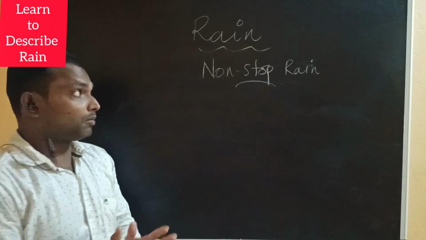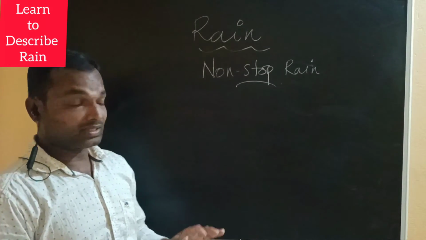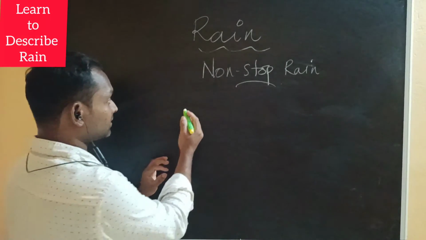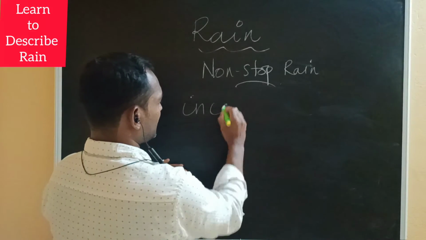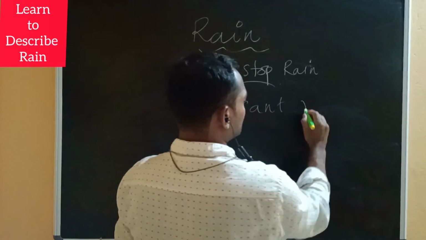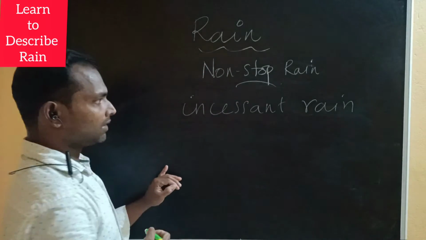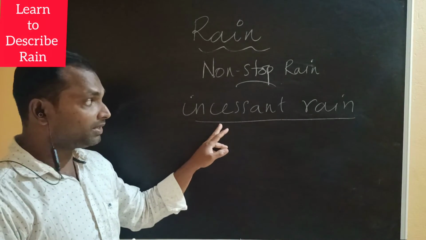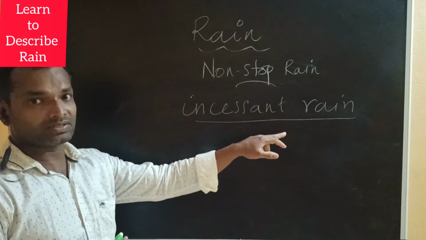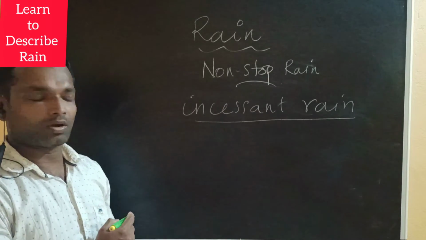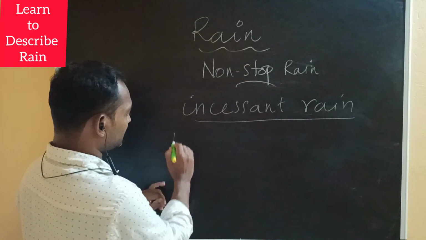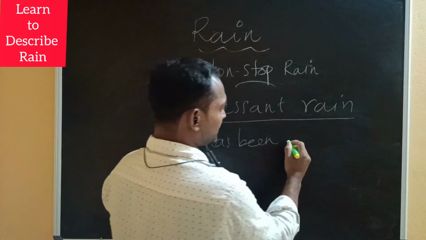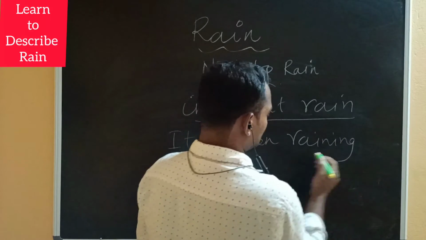If you want to talk about non-stop rain, you can use some adjectives, like incessant. Incessant rain. Incessant rain means raining continuously without stop. Take for example, it has been raining incessantly.